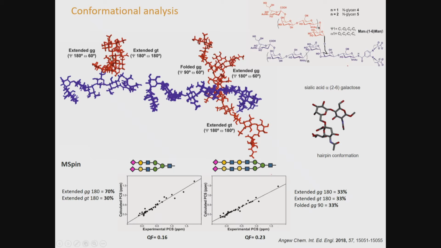And this makes sense because if you look here, the sialic acid attached to galactose in this alpha 2-6 linkage is like a hairpin. And this hairpin cannot be accommodated in folded structures in this small chain because it collapses with the main chain of the A arm. You need the additional units to have the hairpin located at longer distances with respect to the core.